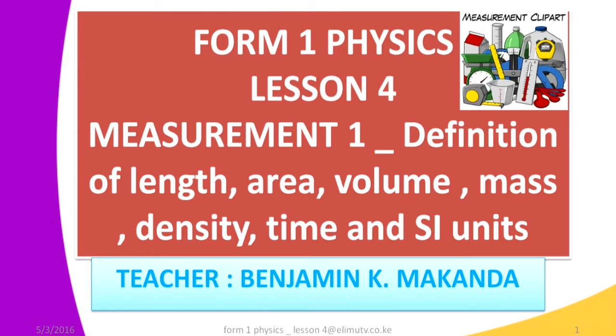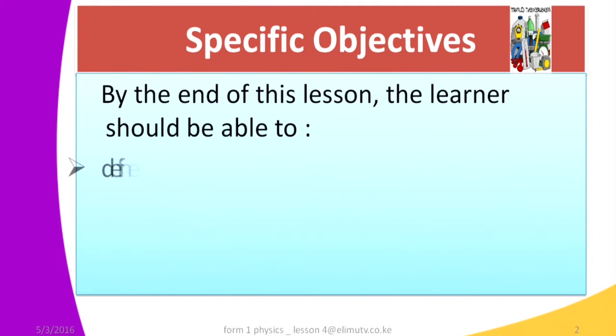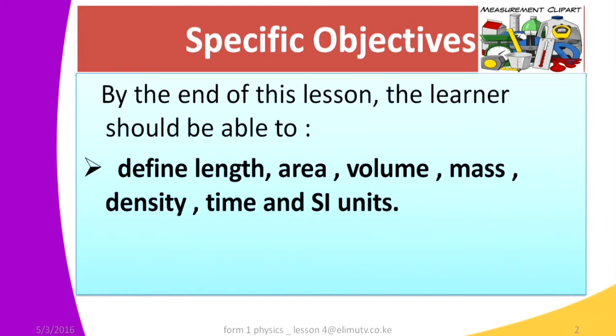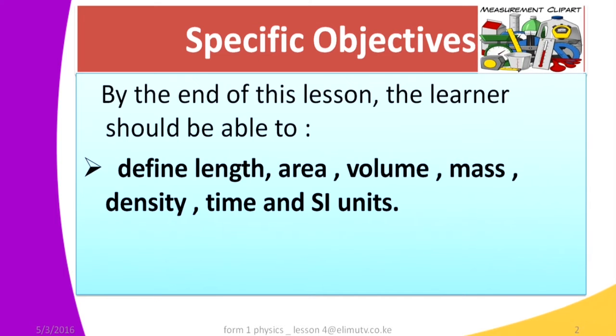So let's begin our lesson by looking at the specific objectives of the lesson. By the end of the lesson, the learner should be able to define length, area, volume, mass, density, time, and the SI units of these quantities. Later on, we are going to refer to these quantities as the basic physical quantities. So we have to state their SI units.